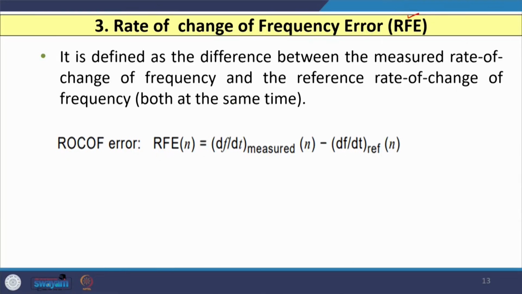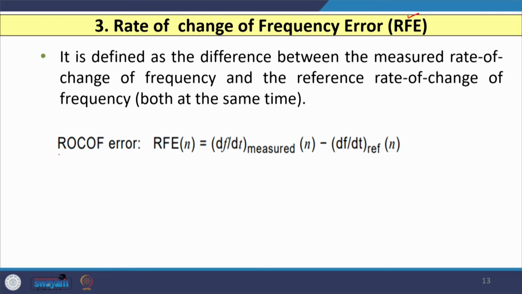The third quantity is the rate of change of frequency error, normally denoted by RFE. Rate of change of frequency error is defined as the difference between the measured value of rate of change of frequency and the reference value of rate of change of frequency, both at the same time.